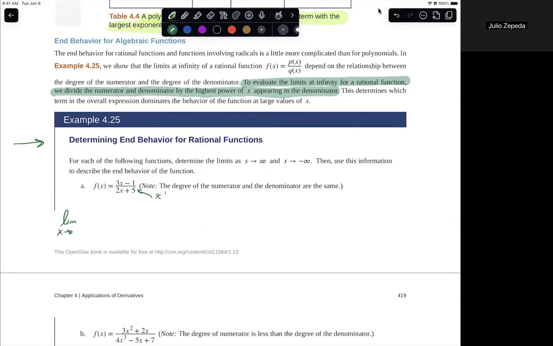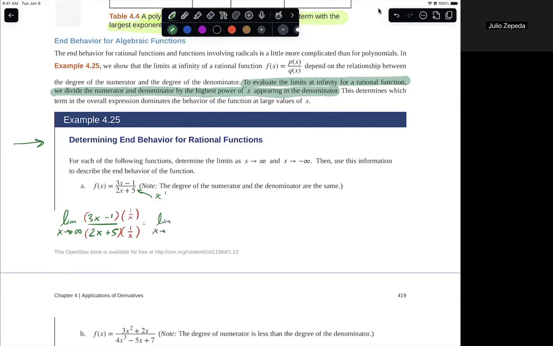We'll start with the limit as x approaches positive infinity of 3x minus 1 over 2x plus 5. Notice we're going to divide both the top and bottom by x. That's the same thing as multiplying by 1 over x on the top and bottom. So let's go ahead and do that, and we'll see the usefulness of this in just a second.